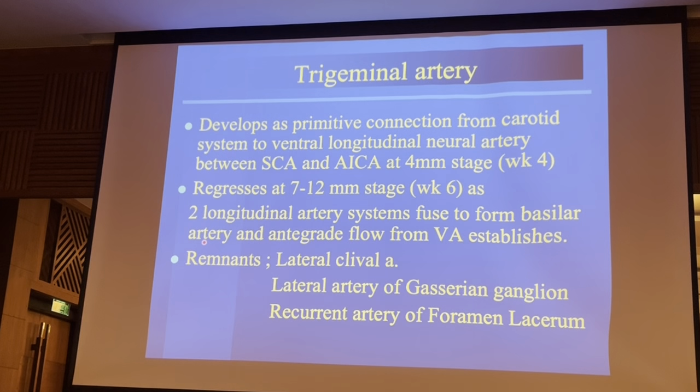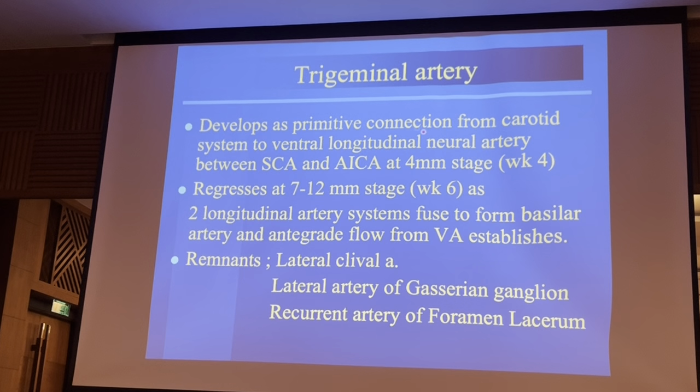The trigeminal artery develops as a primitive connection from the carotid system to the ventral longitudinal arterial axis. This is one major supply to the developing mesencephalon and rhombencephalon. It connects the ICA, at the level of the superior cerebellar artery, to the basilar artery. But it regresses in week 6, when the basilar artery fuses and the vertebral artery is established.